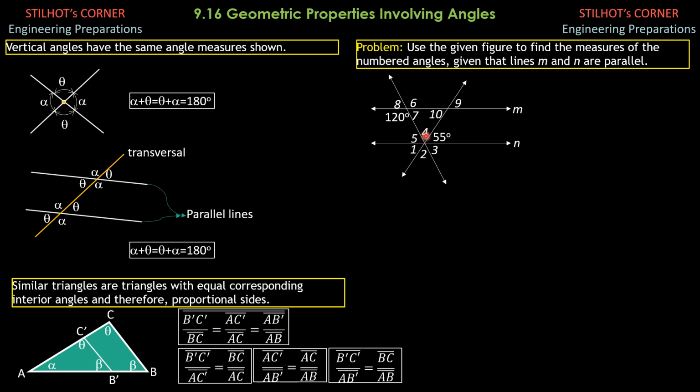Angle 4, which is equal to angle 2, is 65 degrees. Then angle 5 is equal to angle 3, since angle 3 is 60 degrees, so angle 5 is also 60 degrees. Angle 6 is equal to 120 degrees. Angle 7 is 60 degrees, I already mentioned. Angle 8 is 60 degrees. Angle 9, which is equal to angle 10, is equal to 55 degrees. So 1 is 55, 2 is 65, 3 is 60 degrees.